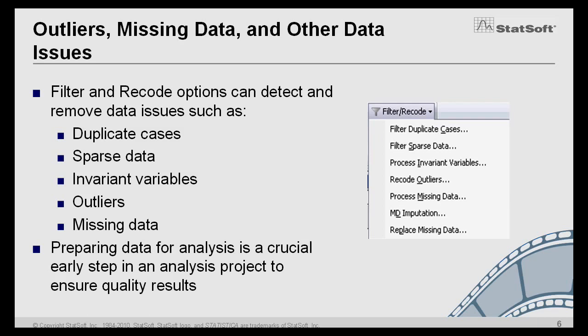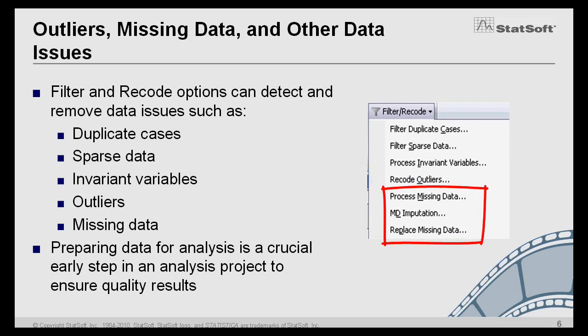The filter and recode options from the data menu provide tools to deal with various data issues. If duplicates are detected, the duplicate can be removed. Sparse data is either a variable or a case with too many missing observations, and is therefore not contributing to the analysis. Invariant variables are those with no variability, and therefore not interesting and also incapable of contributing to the model. The Outlier Recode tool has several outlier tests to choose from, and options for what to do with those outliers, such as mark them for review, or replace them with a mean or a value.